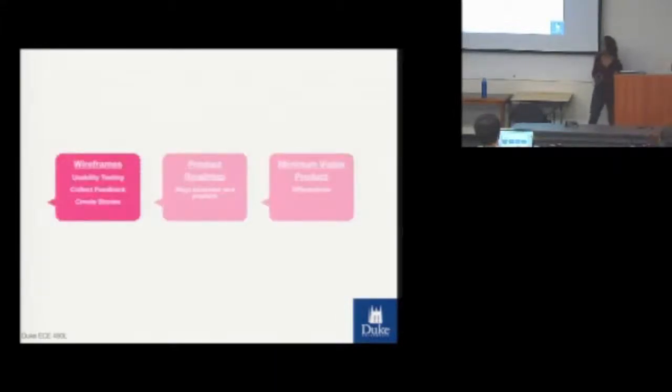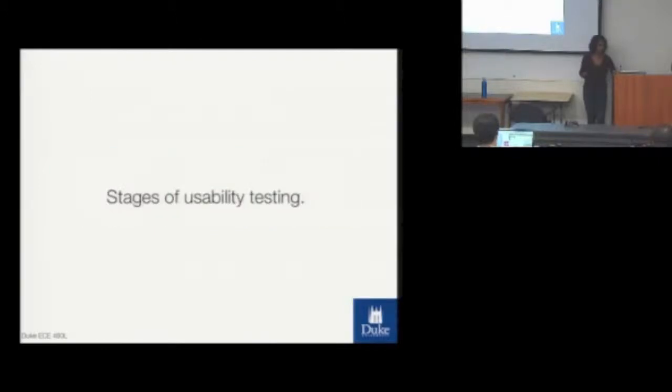So in this phase, when we're talking about purely product development, we've got three things that we have to do. We've already done one of them, and you'll continue to do it for your lab 3, which is creating wireframes, doing some usability testing, collecting feedback, and then using that to create stories. And of course, stories are what then get fed into features and get built. So that's where we're going to start.